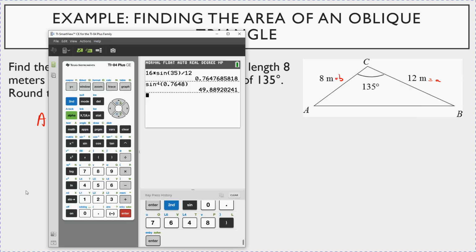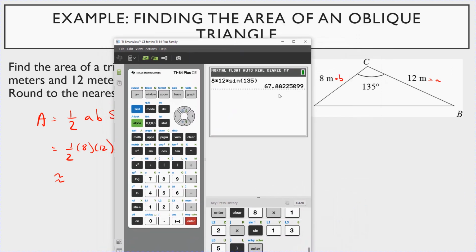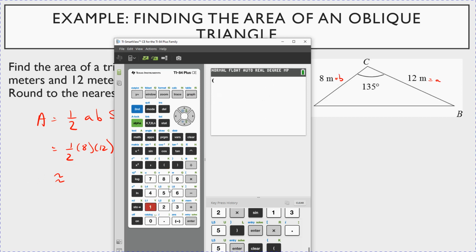And rounding to the nearest meter, 8 times 12 times sine of 135. You get 67.88 here. Oh, and I'm sorry, I forgot the 1/2. So you get 34. I forgot the 1/2, so let me do that again. 1 divided by 2, forgot that, times 8 times 12 times sine of 135. That's two mistakes in this lecture. There you go, 34 meters.